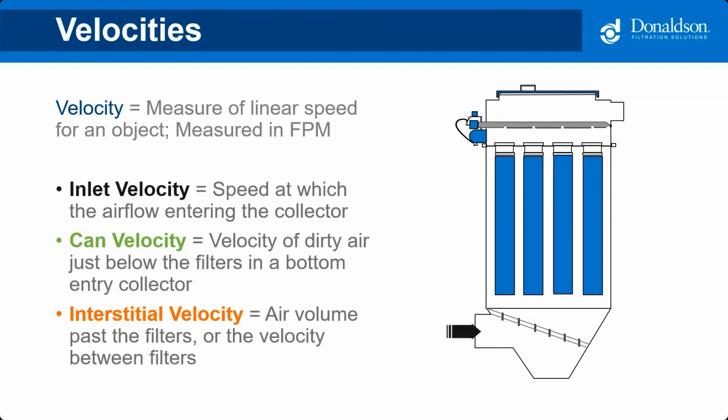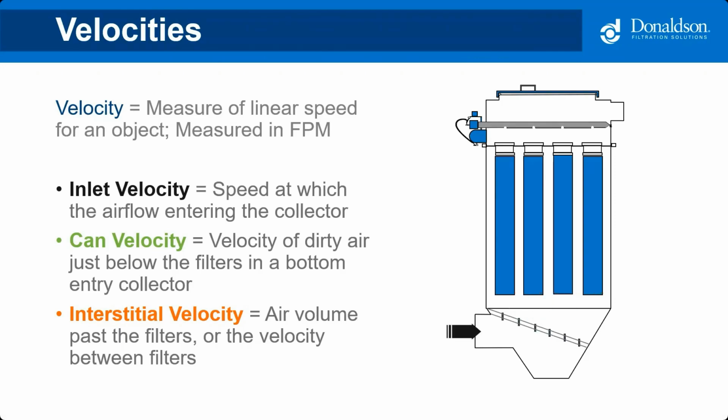The second velocity I'm going to be talking about today is can velocity. The can velocity is the speed of the air. So the inlet velocity, okay, it's all entered into the bottom of the dust collector. Now, where's the air going to go? Well, it's going to go up, right? And the speed of the air, once it enters the dust collector, moving up until it hits the bottom of the filters, that's called can velocity. We'll get into why that's important.